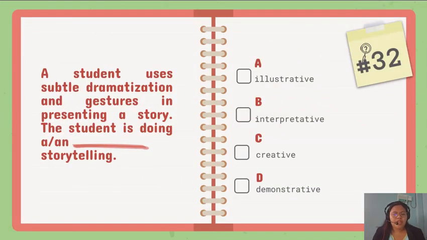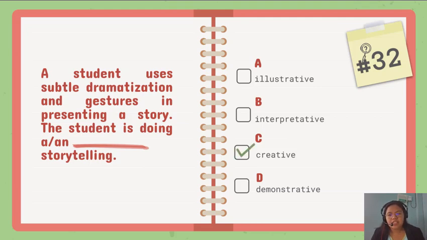Number 32. A student uses subtle dramatization and gestures in presenting a story. The student is doing a or an blank storytelling. A. Illustrative. B. Interpretative. C. Creative. D. Demonstrative. The correct answer is letter C.